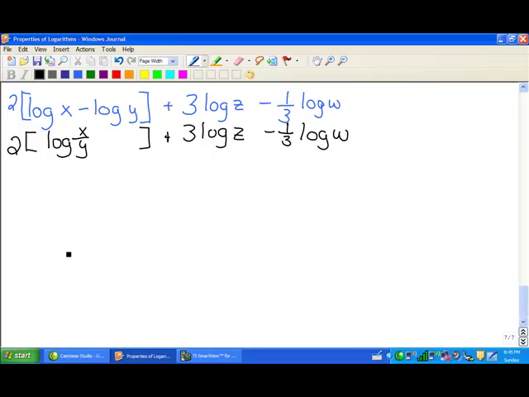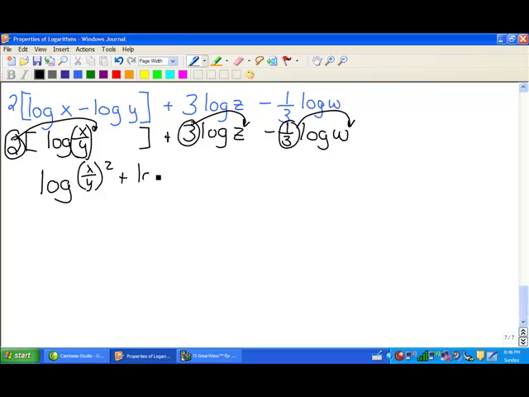Now we're going to use the power rule and pull the front numbers back up as powers. So the 2 used to be an exponent to the x over y. The 3 used to be an exponent to the z. And the 1/3 used to be the exponent for the w. So that will tell me that I have the log of x divided by y squared plus the log of z to the 3rd minus the log of w to the 1/3 power. Now let's clean up this first one.